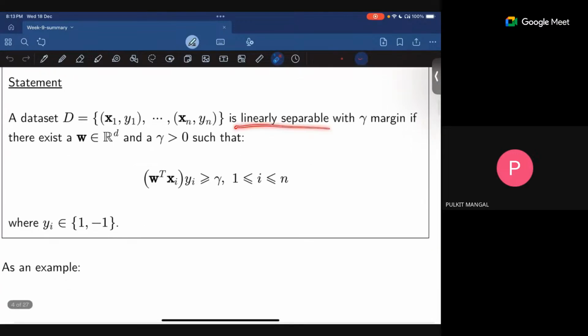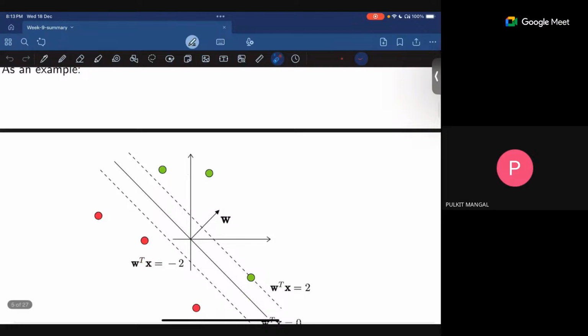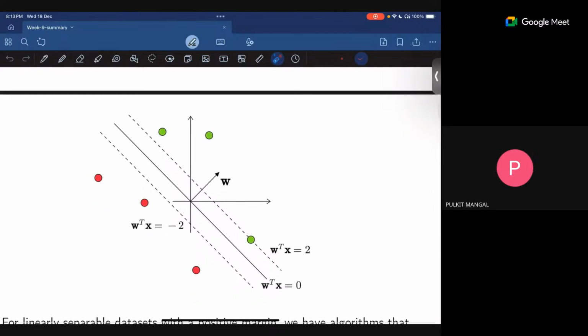A data set is linearly separable with some gamma margin if we can find a W in the same space in which our data points are lying, and a gamma that is greater than 0, such that yi times W transpose xi is greater than or equal to gamma for all the data points. Your labels are in +1 and -1. So here is a typical example of a linearly separable data set with some gamma margin.